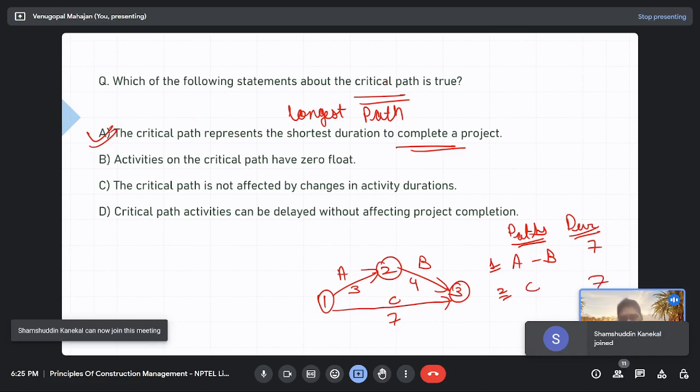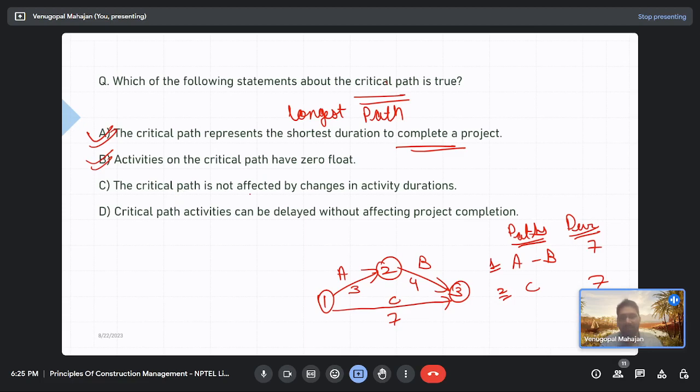Then, activities on the critical path have zero float. We will see float calculation. The critical path is not affected by changes in activity duration. We just changed the activity duration and the critical path changed, right? So it is wrong. Critical path activities can be delayed without affecting project completion. No, we just saw this also, right?